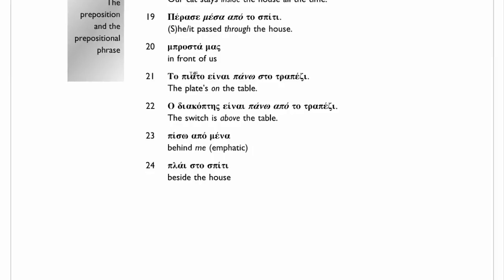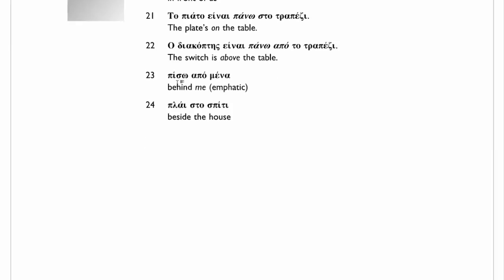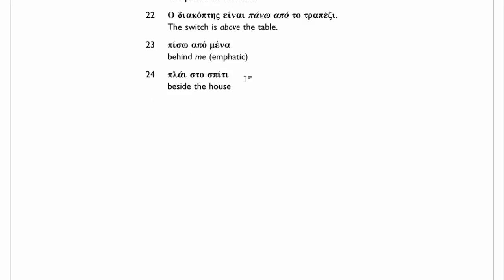To piatto, piatto is inverted, so to piatto pano sto trapezi. The plate is on the table. O diakoptis pano apo to trapezi. The switch is above the table. Piso apo mena, behind me, emphatic. Plai sto spiti, beside the house.